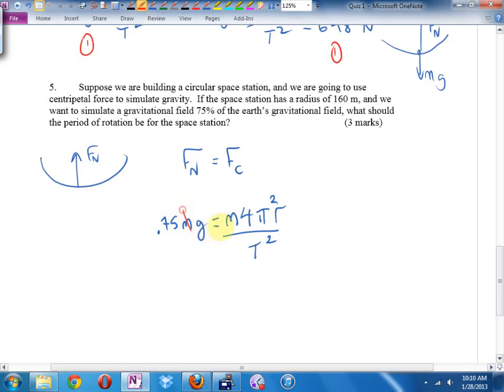In fact, Zach, you may have been clever enough to just skip this line. You may have just said, hey, really what we're saying, if we want it to be 75% of the Earth's gravitational field, and gravitational field, you taught us last day, Mr. Duick, was another expression for the acceleration due to gravity, the equation we're going to use is 75% of 9.8 equals 4 pi squared r over t squared, because this is an acceleration equals an acceleration, so I don't need a mass in front.